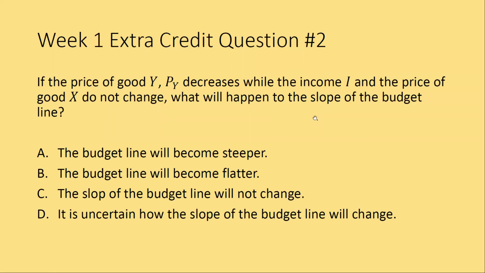So this is the second extra credit question for this week. So again, you should pause here, think about it, and provide your answer on iLearn. So the question asks, if the price of good Y, PY, decreases, while the income and the price of good X do not change, what will happen to the slope of the budget line? Will it become steeper? Will it become flatter? Will the slope of the budget line remain the same? Or is it uncertain to answer the question.